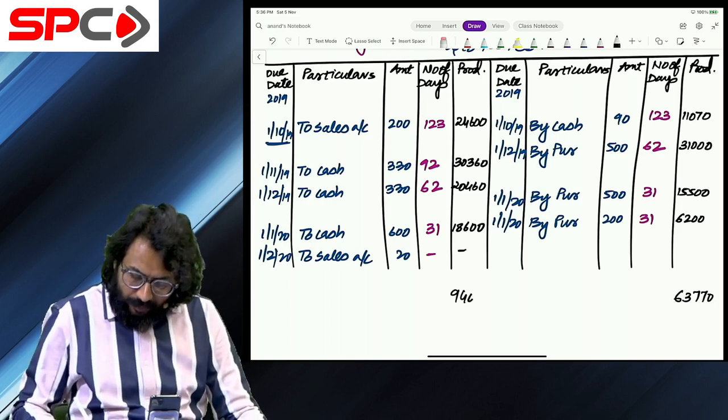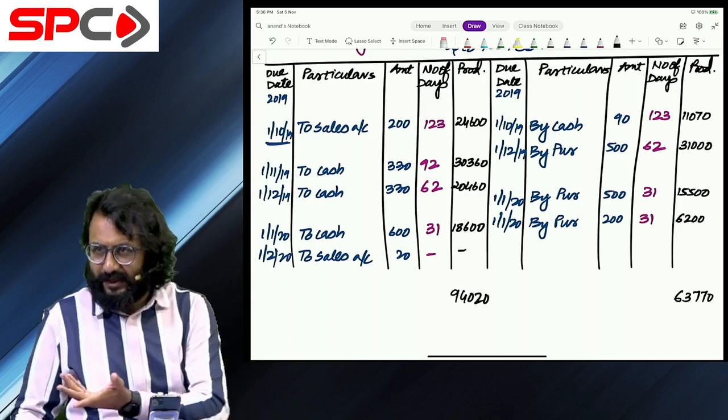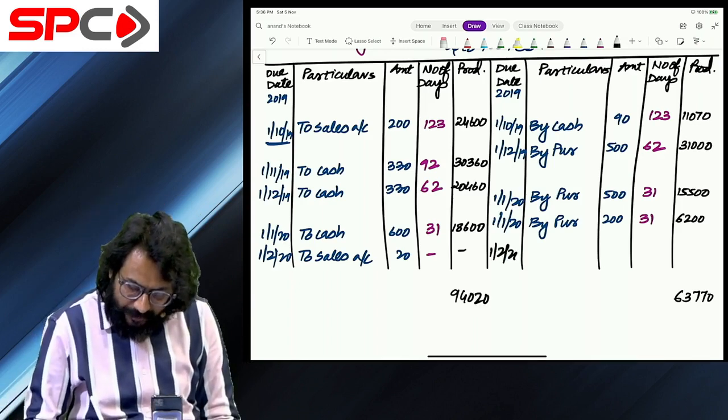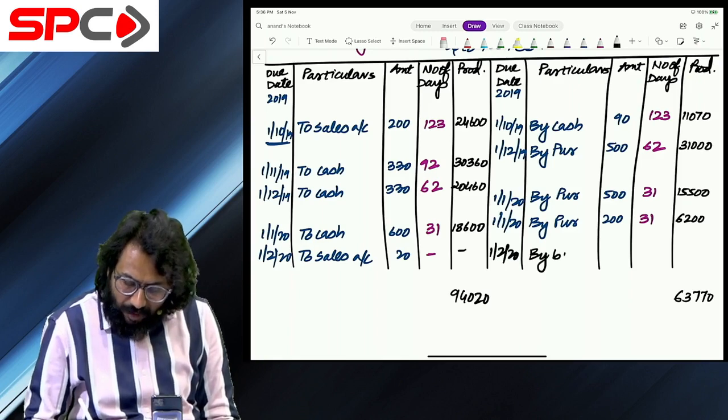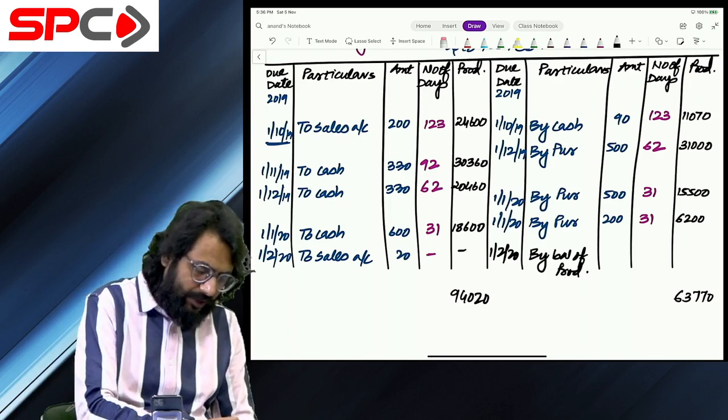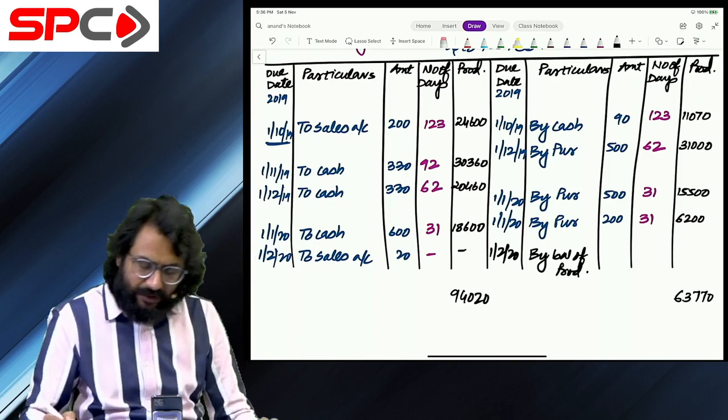94,020. So you tell me on which side the balance will come? On the credit side. So I'll write down on 1st February, by balance of product. Actually, this is not an account. We are just balancing the product. So 94,020 minus 63,770. So it is 30,250.